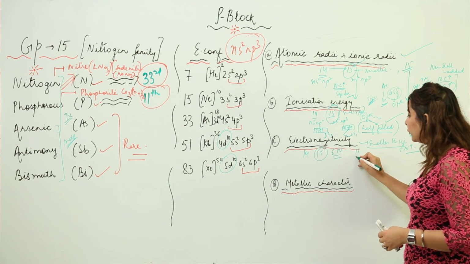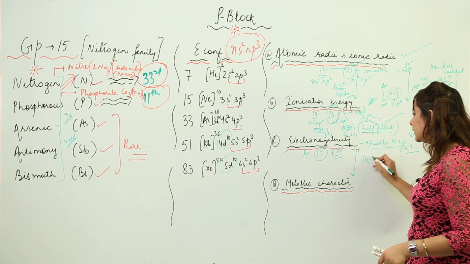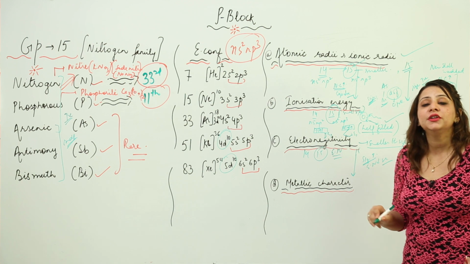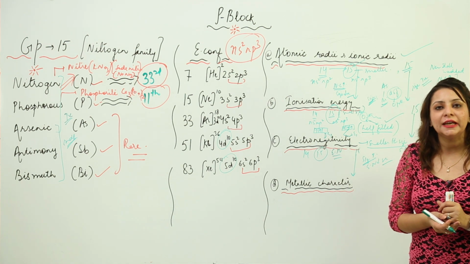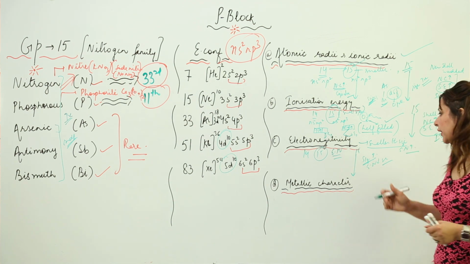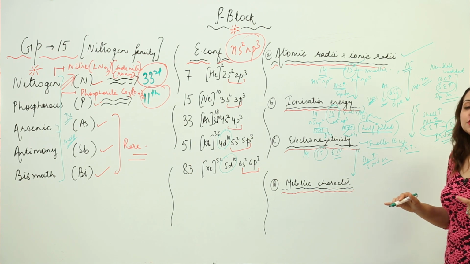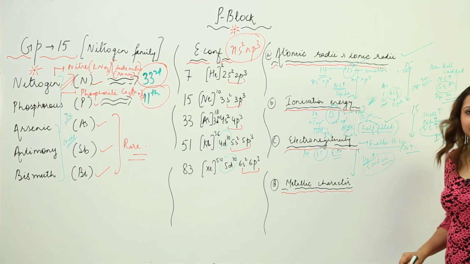But if we move down group 15, we see that size is increasing, therefore obviously electronegativity must be decreasing, because we know that for a substance to be electronegative, the factor responsible is small size. Here the size is big, so the nuclear charge is not sufficient, therefore electronegativity is low. So as we move down the group, electronegativity decreases.